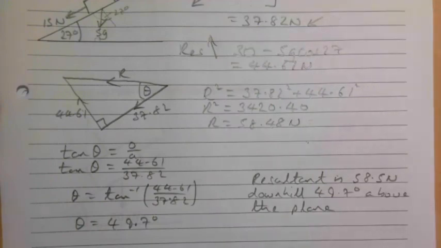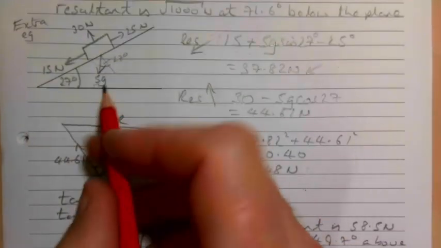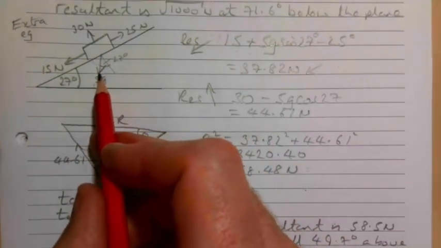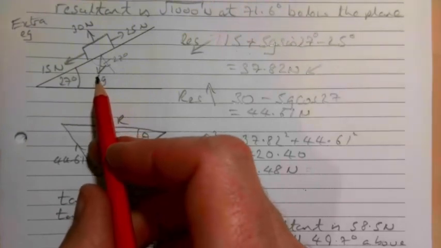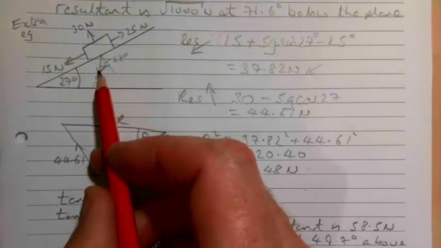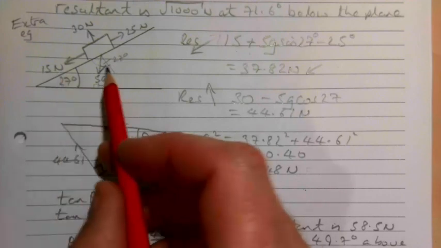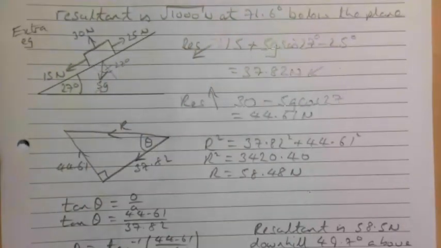So the reason we did this one is because of this awkward looking force here, and this appears an awful lot, so we want to try and get used to it. Bit of advice is if you're resolving this one down the slope, it's sine, and then going the other way, it's going to be cos.